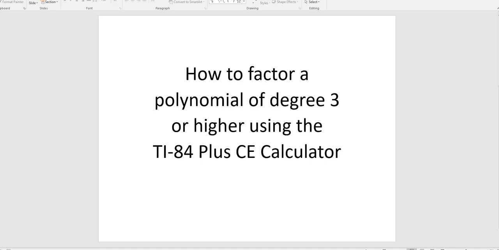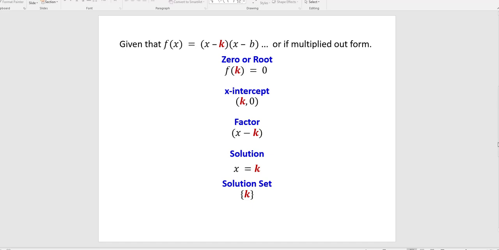This video is to show you how to factor a polynomial of degree 3 or higher using the TI-84 calculator. To begin, you need to know that for a polynomial, the terms 0, root, x-intercept, factor, solution, and solution set all refer to the same value. Although k is used in different settings, which indicate the different purposes of the k value, it is still k.